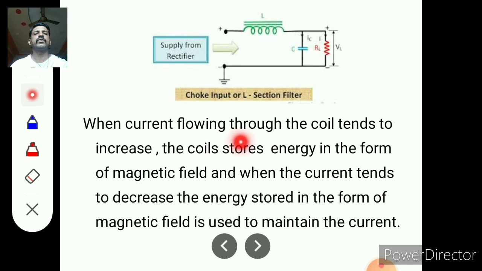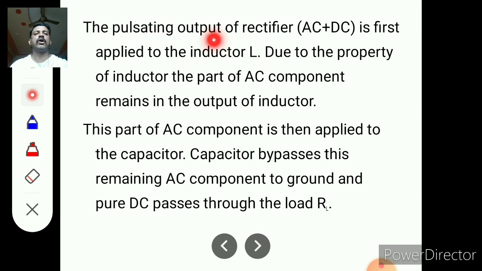When the current flowing through the coil tends to increase, the coil stores energy in the form of a magnetic field, and when the current tends to decrease, the energy stored in the form of a magnetic field is used to maintain the current. The pulsating output of a rectifier, AC plus DC, is first applied to the inductor L. Due to the property of the inductor, a part of the AC component remains in the output of the inductor. This part of the AC component is then applied to the capacitor. The capacitor bypasses this remaining AC component to the ground and the pure DC goes through the load RL.